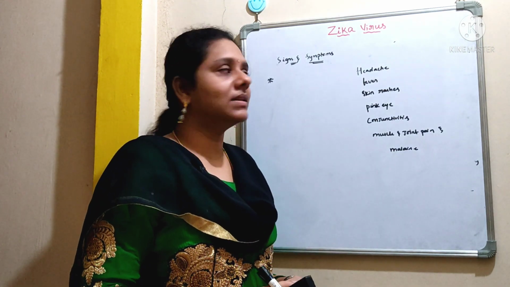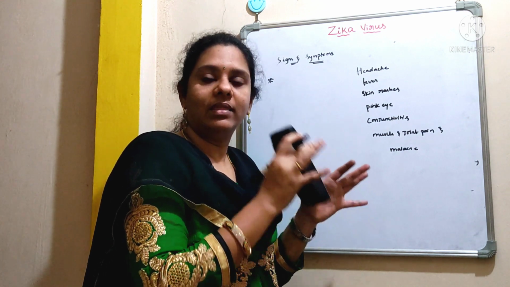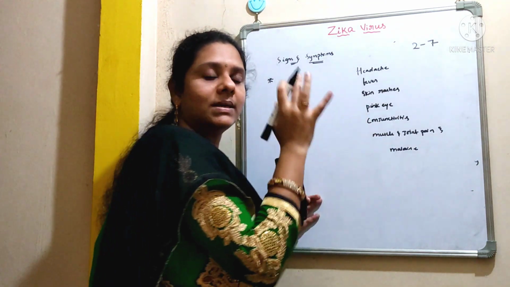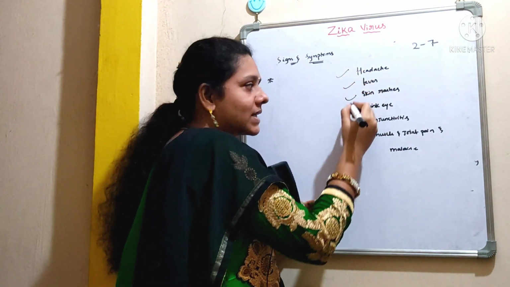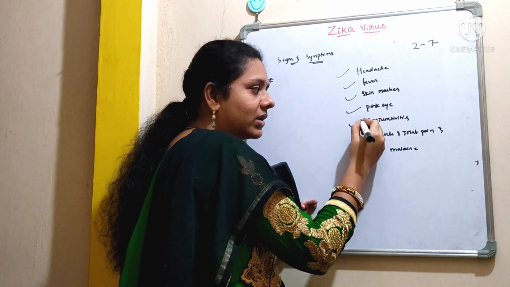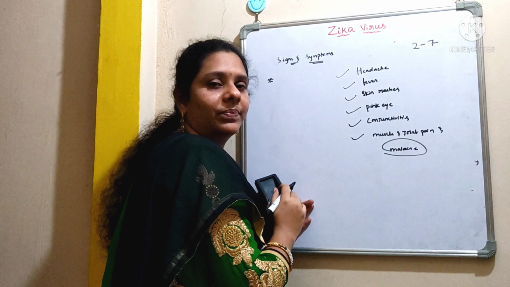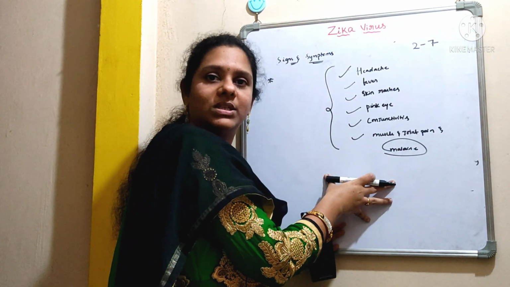Coming to the signs and the symptoms, symptoms of Zika virus are mild and they usually last for 2 to 7 days. Symptoms include headache, mild fever, rashes on skin, pink eye, conjunctivitis, muscle and joint pain, and also malaise. These symptoms are quite similar to dengue or chikungunya.